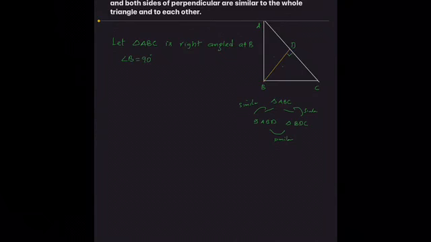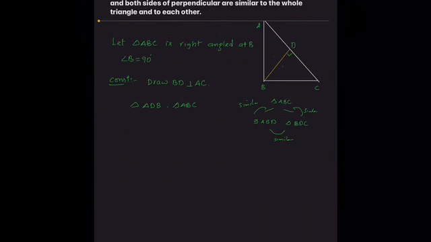Now we have to do the construction of that perpendicular. So construction is, draw BD perpendicular to AC. What is AC? AC is the hypotenuse here. So we are drawing a perpendicular to it. Now we'll take the two triangles. One is ADB and the other is triangle ABC.